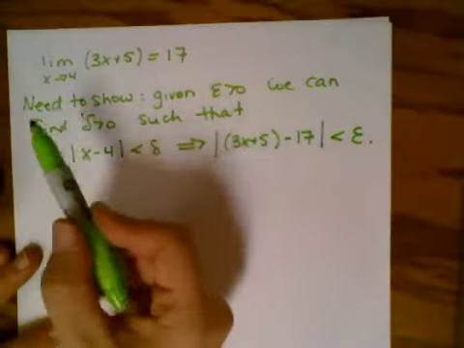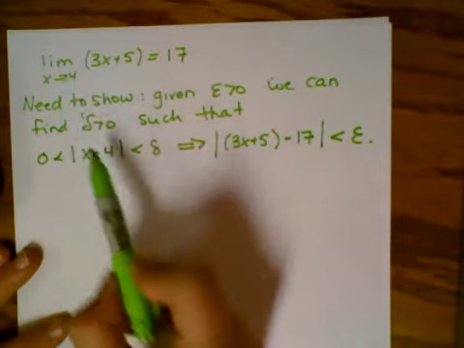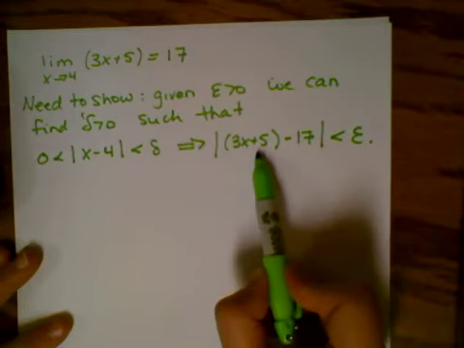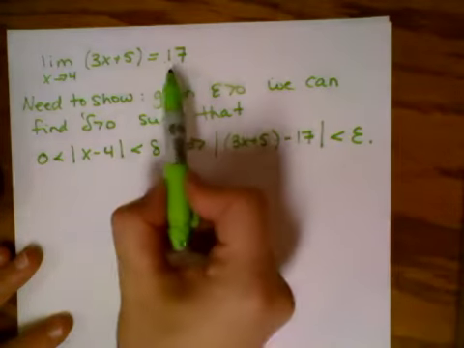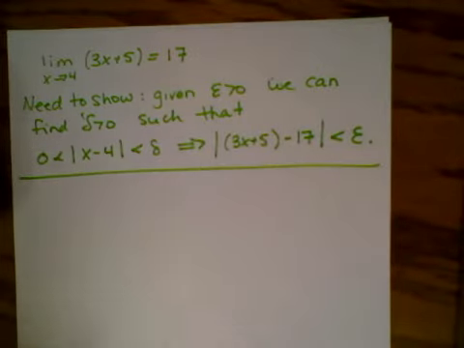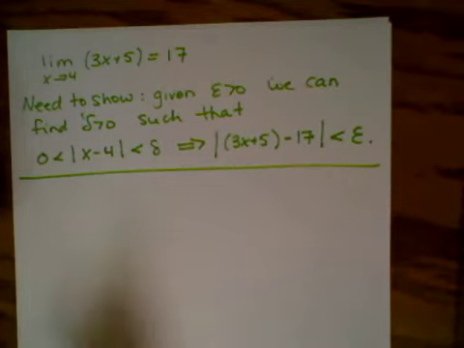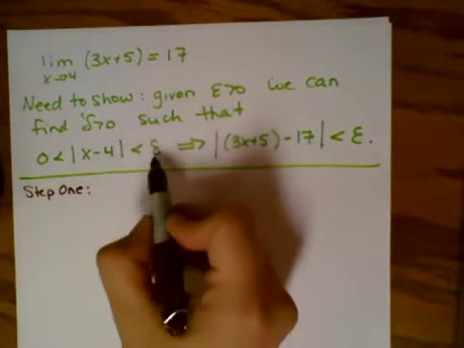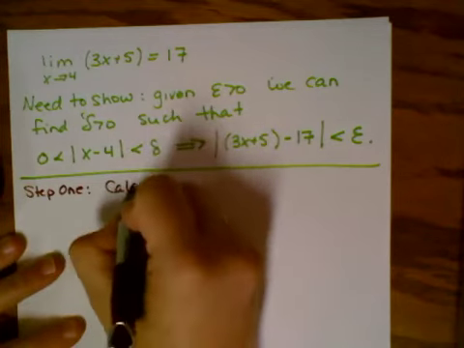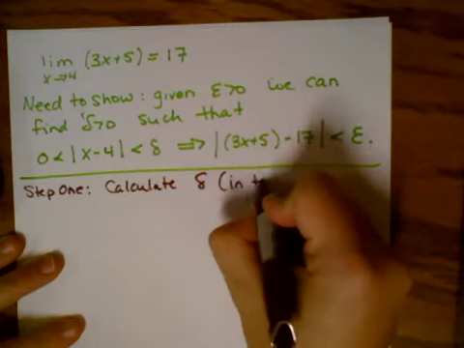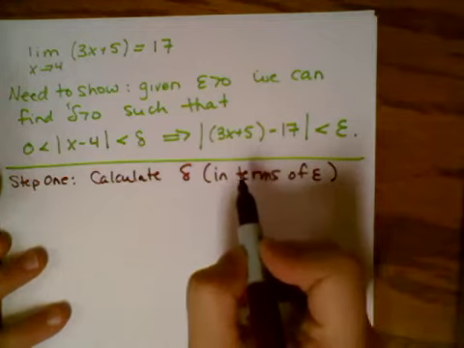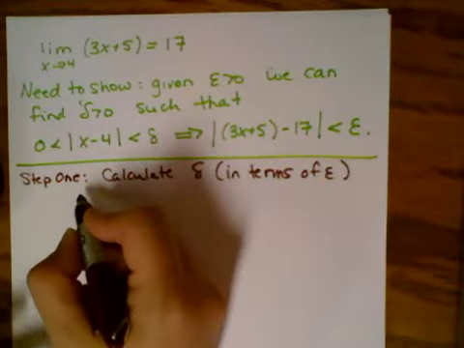So mainly I wrote that out to show that in this example a is 4, so we have x minus a. The function is 3x plus 5, and that shows up here. And we have f of x minus L, and L was the 17 here. Now, writing a proof usually happens in two parts. Step 1 is doing some calculations that help the writer figure out what delta is. So we're going to calculate or find delta. It won't be a number, it'll be a function of epsilon. We're going to write down a relationship between delta and epsilon that will help us show this implication. So step 1 is doing some quick algebraic calculations, and step 2 is a formal proof.